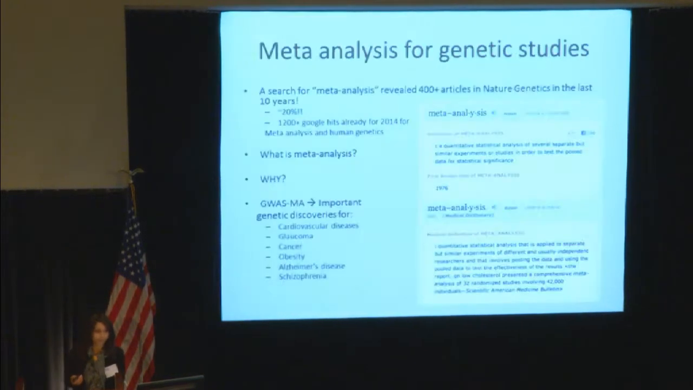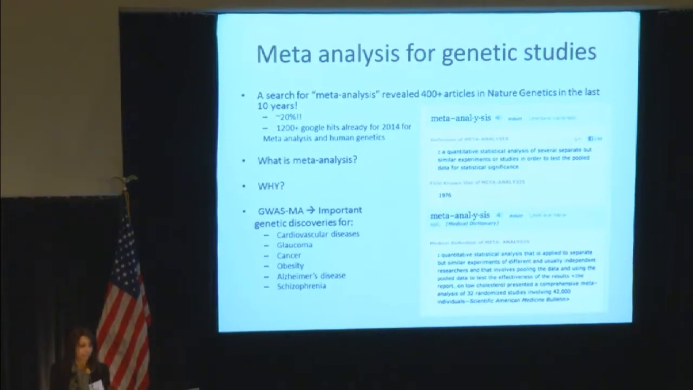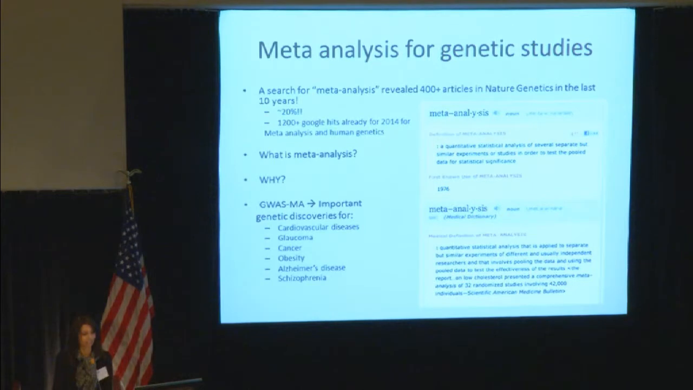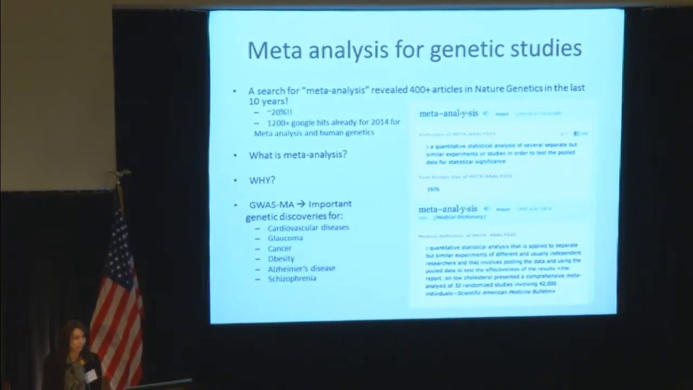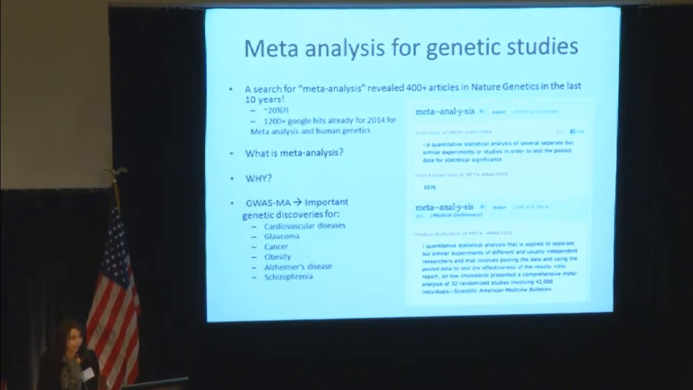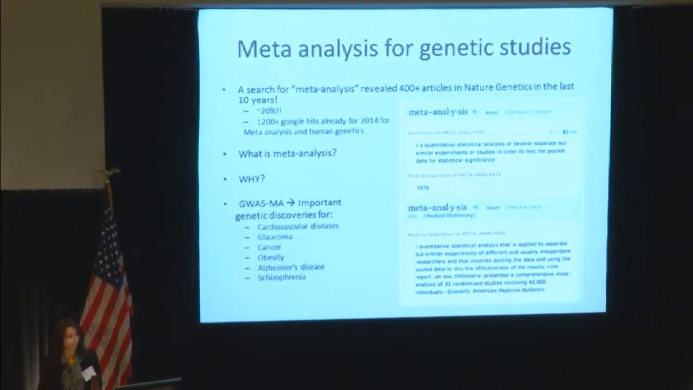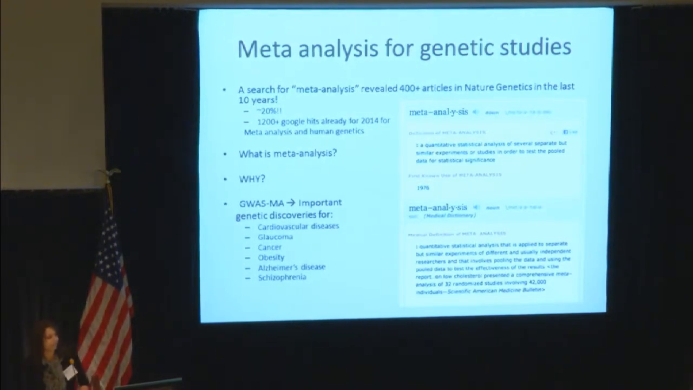So meta-analysis has been used for a long time in genetic studies, and actually a search for meta-analysis in Nature Genetics gives you over 500 articles in the past 10 years, and that's about 20% of all their papers. And already in 2014, and this was a few days ago, you have over 1,200 Google hits for meta-analysis in human genetics. So it's a big part of genetics.